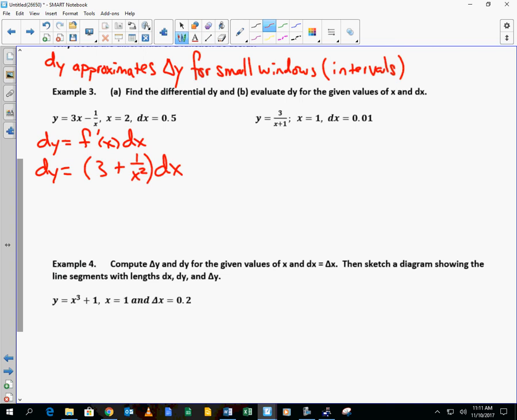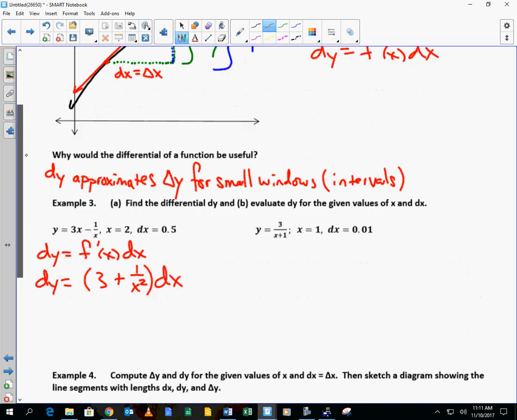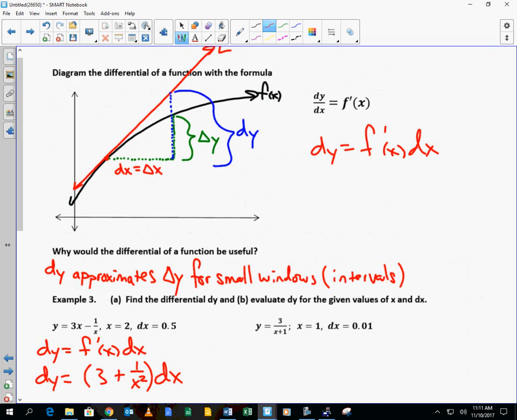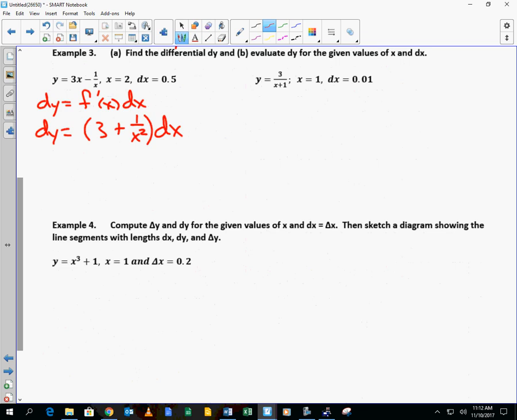Times dx. What's that? Yes, this is my differential. We are now going to approximate delta y by finding dy. So in other words, we can find this dy value very quickly. All we have to do is plug in our knowns.